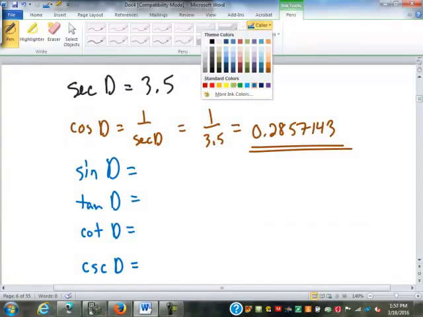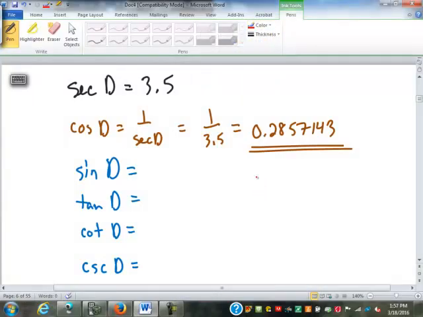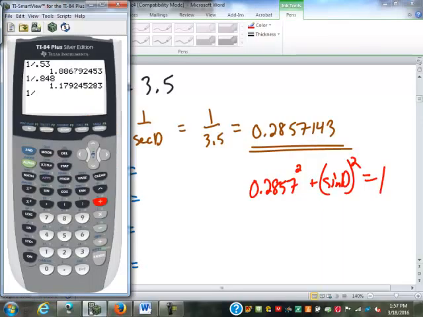So for the sine of D, we know that the cosine of D, 0.2857 squared, plus the sine of D squared equals 1. So I'm just going to do this in the calculator. It's going to be the square root of 1 minus 0.2857 squared. 0.9583.